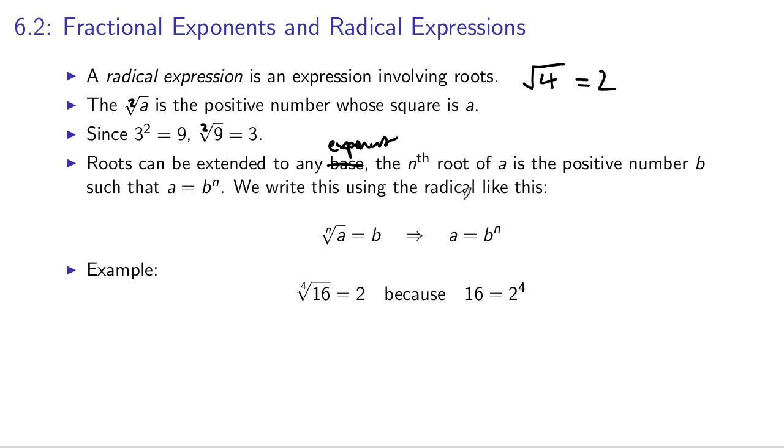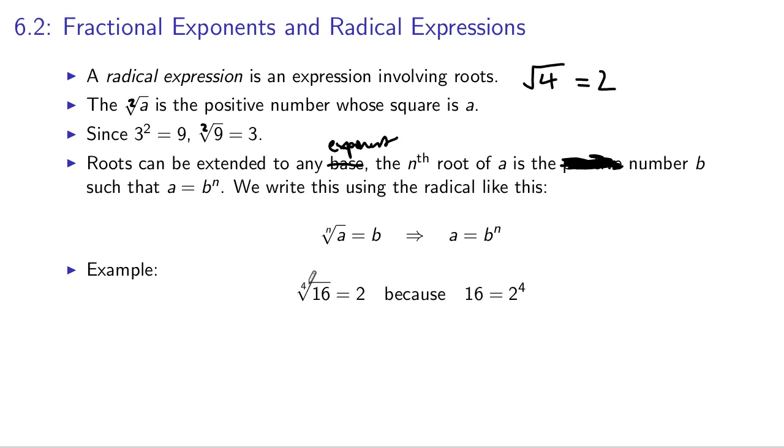Okay, so the nth root of a is the positive number b such that, I'm sorry, this is a mistake. When we're talking about nth roots, it's a number. It doesn't have to be positive. It could be negative, actually. The nth root of a is the number b such that a is equal to b to the n. That may be really complicated, but we'll do some examples to make it make sense. So, in other words, if the nth root of a equals b, that implies that this number a is equal to this number b to the nth power.